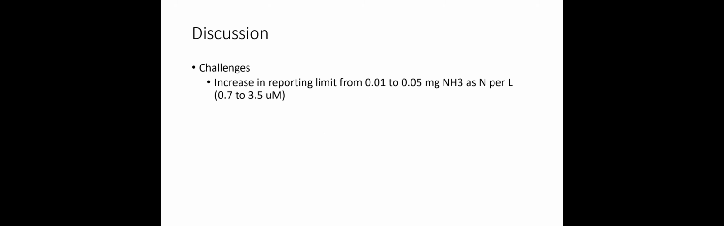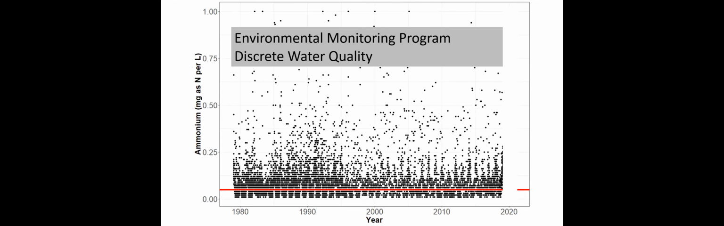I would now like to raise some of the challenges we need to overcome. The increase in the reporting limit has taken a toll in the world of ecological monitoring. Here, I would like to share a time series of ammonium data from the Environmental Monitoring Program. The red line indicates a reporting limit of 0.05 milligrams per liter.